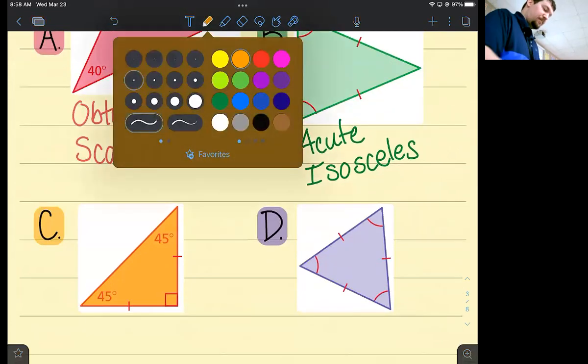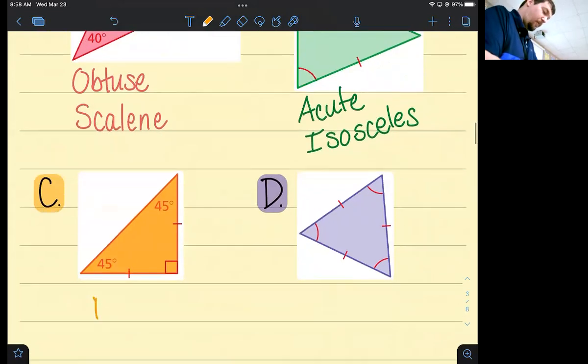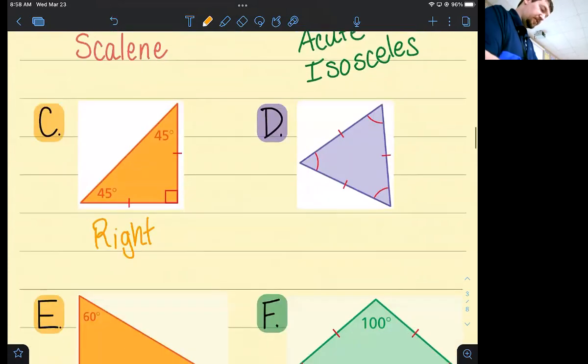We're going to classify it by its angles first. Do you see a right angle or an obtuse angle? Maddox, you see a right angle? So this is a right triangle. Are any of the sides congruent? Yes, how many? 2. So this one's also isosceles.